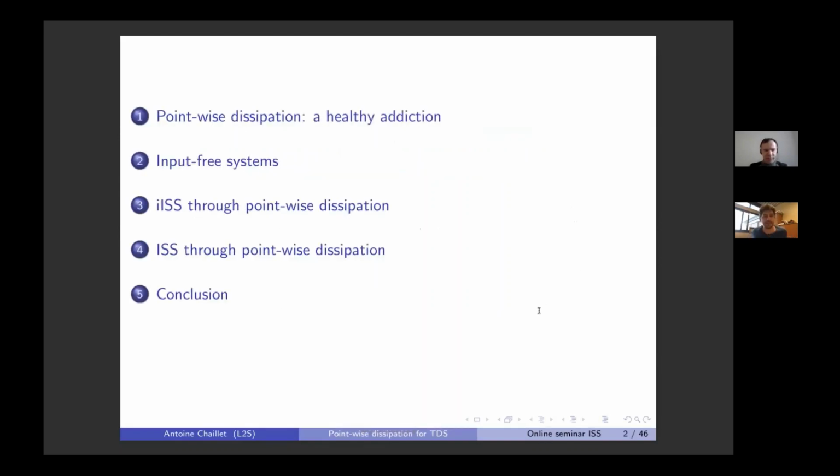Okay, so this is the outline of my talk. I will introduce the question I want to raise, which is about pointwise dissipation in time delay systems. I will show you some results for input-free systems, show you that the question that I'm raising is solved for the integral ISS property, but not yet for the ISS property, but anyway, we'll give you some particular classes of systems under which the problem is solved. And the conclusion will present some perspective and suggest some ideas for future work.